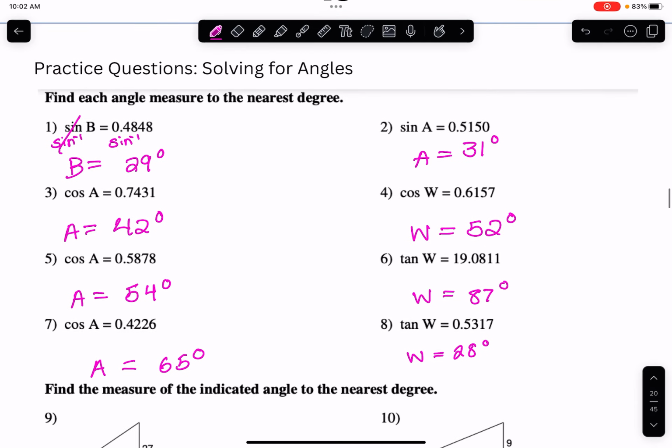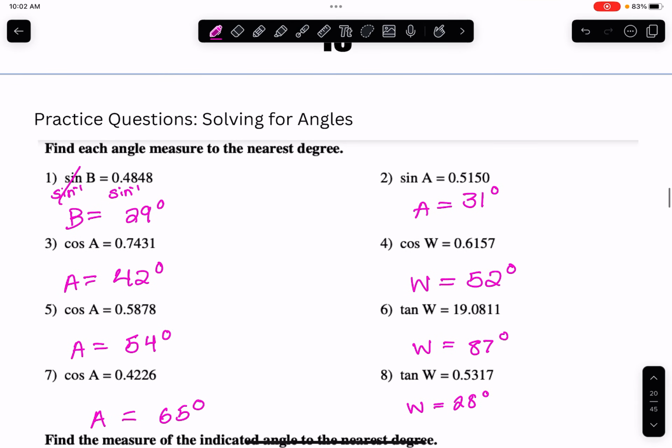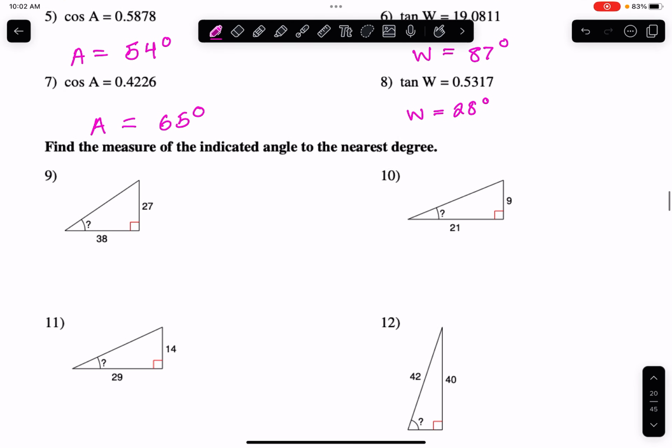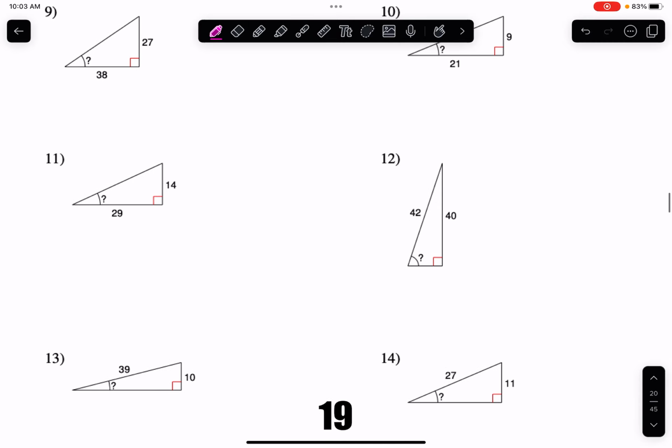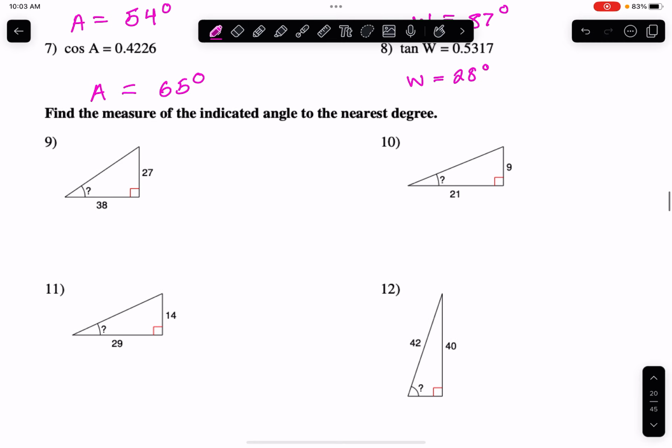So this first section was just practice actually plugging in using the inverse function. Here, the extra step is just identifying what function you would have to use. So here's our x. We have opposite and adjacent. So x is going to be equal to the inverse tan of 27 over 38. So I'm just going to plug that into my calculator. And we're going to round to the nearest degree. So it's going to be 35 degrees.